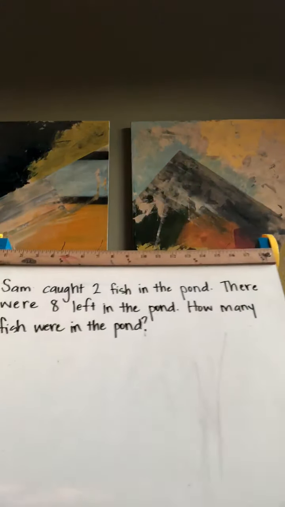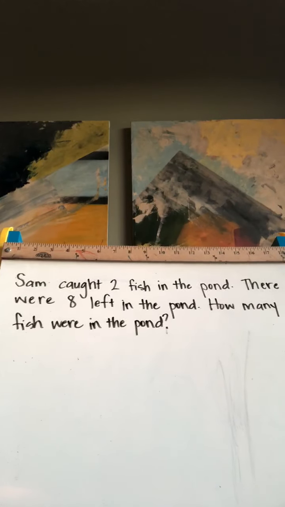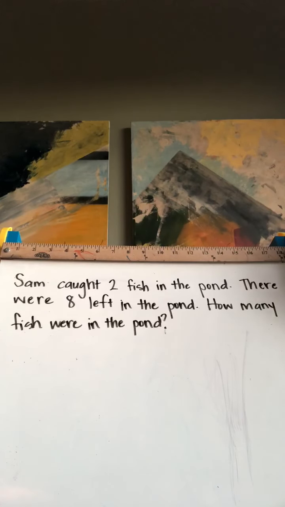Okay, here we go. It says, Sam caught 2 fish in the pond. There were 8 fish left in the pond. So how many fish were in the pond to begin with? Listen again. Sam caught 2 fish in the pond. There were 8 fish left in the pond. How many fish were in the pond to begin with?